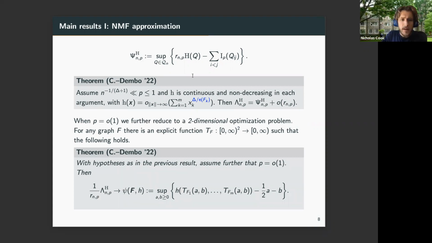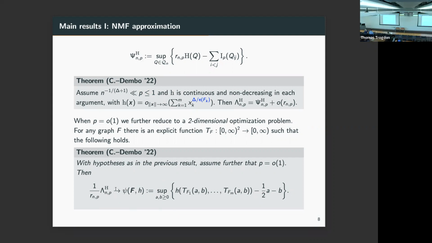Okay, so in this result we can also allow P to be fixed. So this is also generalizing the Chatterjee-Diaconis result, sorry, to these sorts of Hamiltonians. But when P is going to 0, we actually get a further dimension reduction. So now rather than optimizing over the cube of dimension n choose 2, we actually get a further reduction to a 2-dimensional optimization problem.